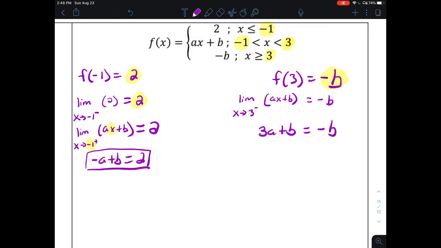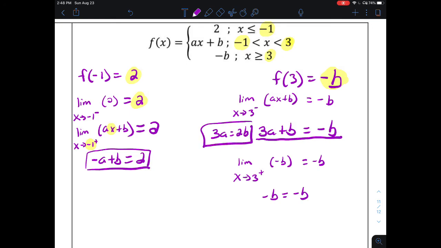Now, I don't necessarily need to do the right-sided limit, because if I were to continue, the limit as x approaches 3 from the right, I would use -b, and that has to equal -b, which is not going to allow me to solve for anything because I end up with a true statement. So that's not going to help me. I'm going to be working from this line right here. Now I could clean that line up and combine like terms, and that would give me 3a is equal to 2b. So I have two expressions here.